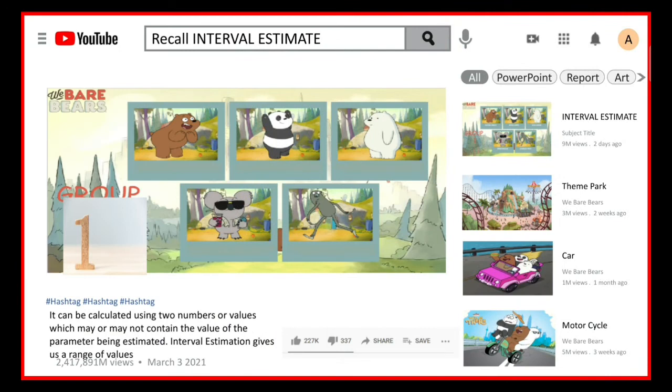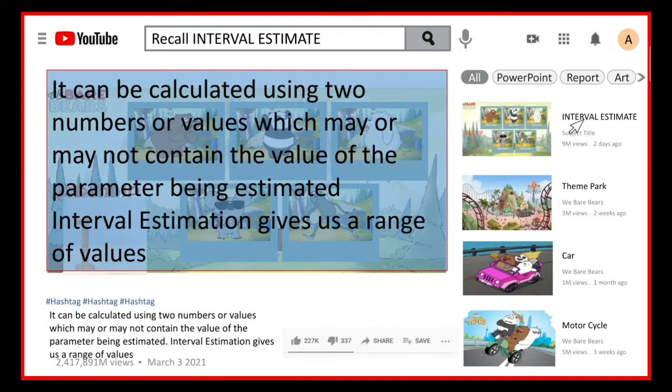Next, let us have the interval estimate. Let us also recall what is an interval estimate. So again, it can be calculated using two numbers or values which may or may not contain the value of the parameter being estimated. Interval estimation gives us a range of values. So last time, if you still remember, we have the lower bound and the upper bound. So that is the minimum value and the maximum value wherein the true population mean belongs.